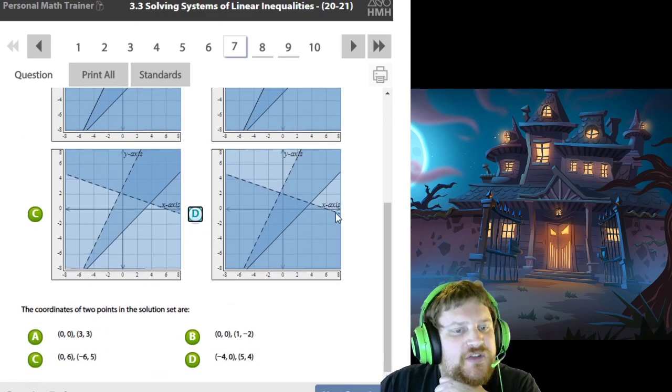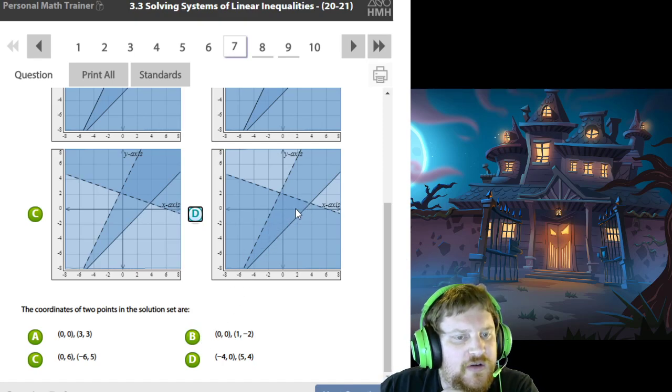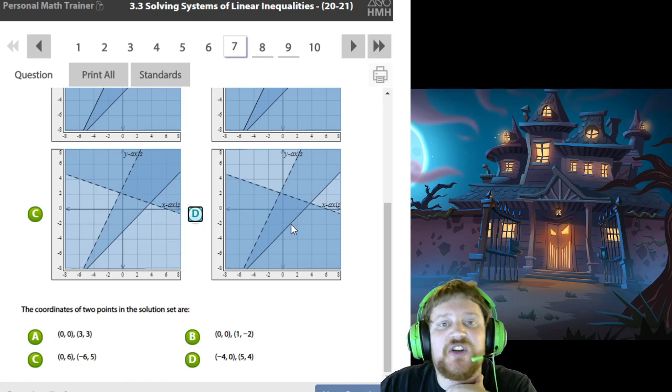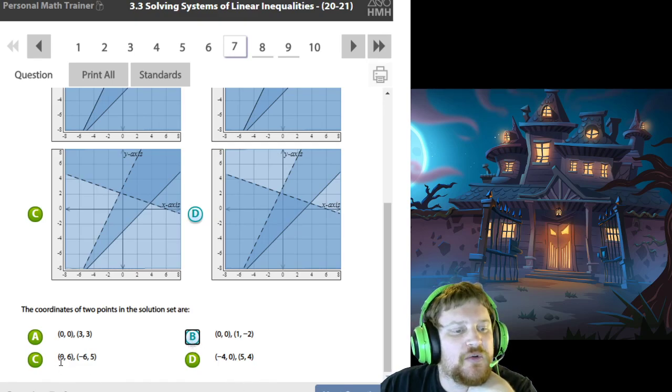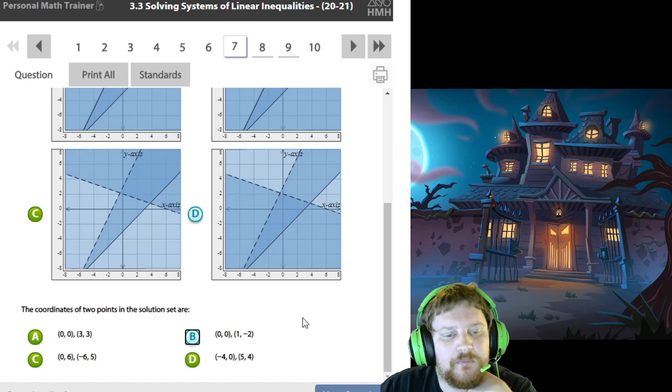2 points. (0, 0) is yes. (3, 3) is no. (0, 0) is yes. (1, -2) is on a line, but notice that it's on a solid line, so that one is fine. Our answer is B. Double checking C and D though. (0, 6) is clearly off the map. (-4, 0) is clearly off the map.